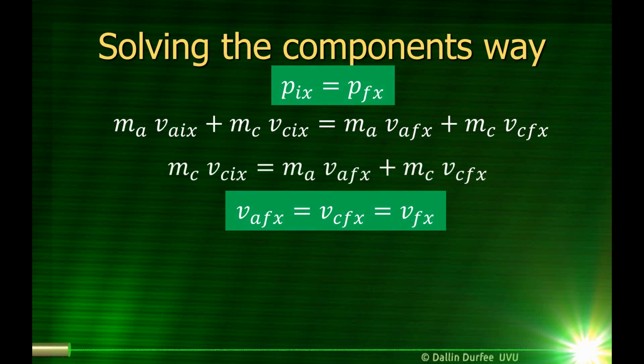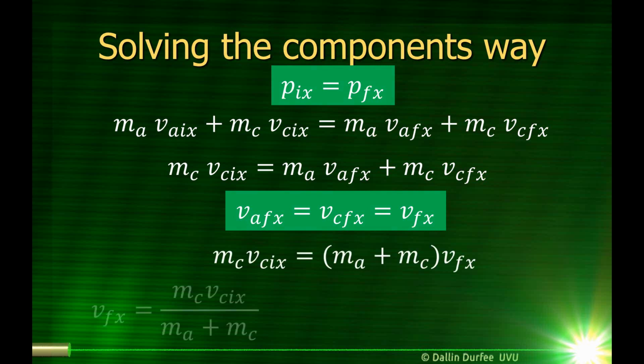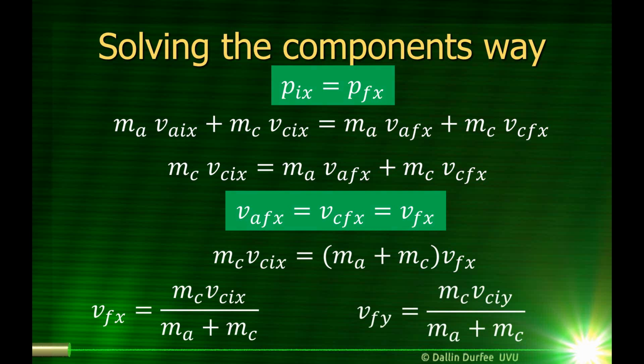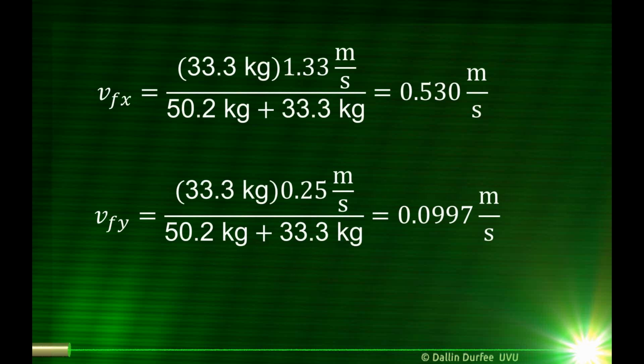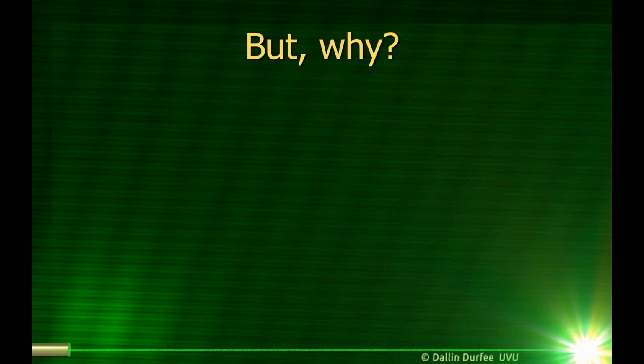Then we replace the x components of the final velocities of the astronaut and the cell with just v final x because they are the same. Factor out the masses, divide, and then we have the final x component of the velocity. We can do a similar thing to find the final y component of her velocity. And then we can plug in the numbers and we find her x and y components of her final velocity.